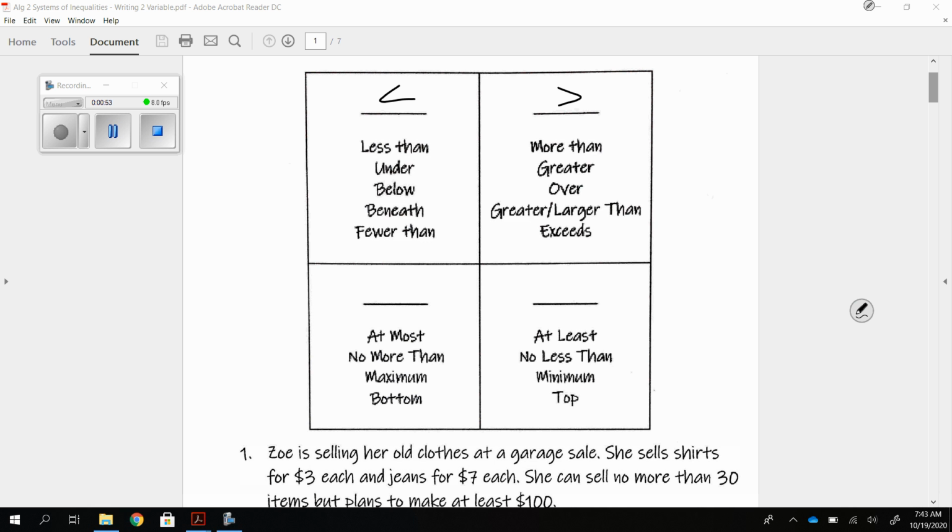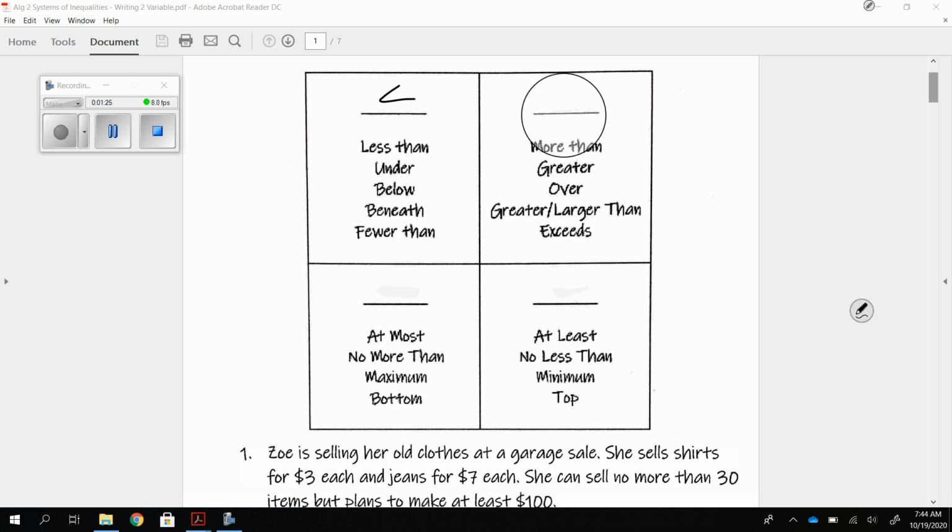Now, if it says at most, no more than, maximum, or bottom, we use the less than or equal to sign because you cannot exceed, you can't go past that number. All right, and then if it says at least, no less than, minimum, or top, you use the greater than or equal to sign. Okay, make sure we have that written down. That is going to be crucial to write these correctly.